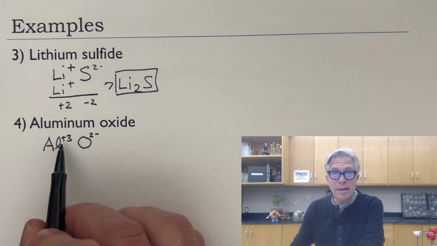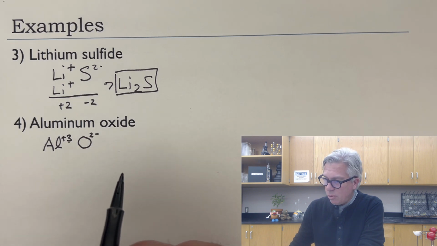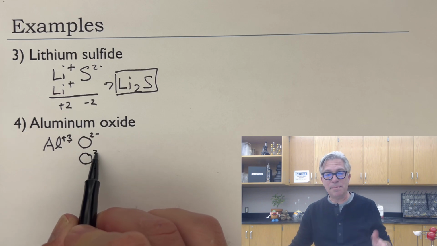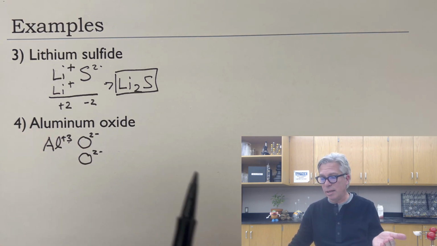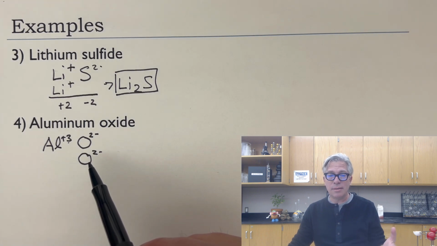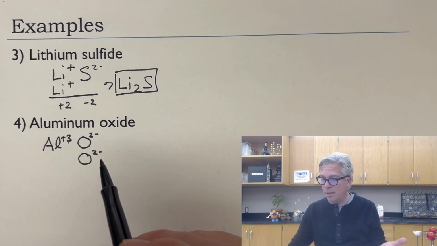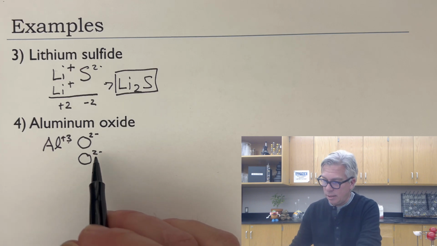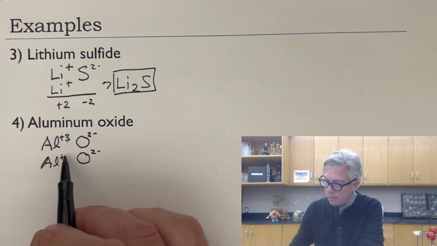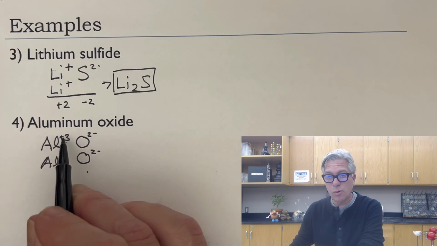3 and a 2 are not going to add up to 0. I need more of the negatives, so I'm going to add another oxygen. But here, oh man, I got another problem. Now I've got +3 and -4. That still doesn't match. So, gosh, what am I supposed to do now? Well, now I need more positives, so I can only use the +3s. Let's add another one. And now I've got +6 and -4.